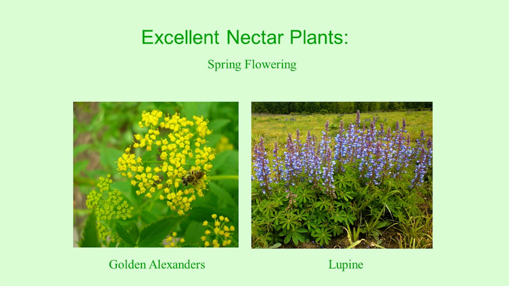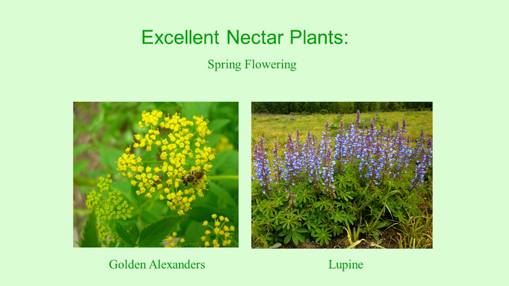So now we'll go over some of the pictures of the plants that I mentioned earlier. There are native plants that we want to plant for nectar, and some of them are actually also the caterpillar host plants. So here's a couple of spring flowering ones, like the golden Alexander, which is one of the earliest spring native plants to flower, and actually, it is also the host plant for the black swallowtails.